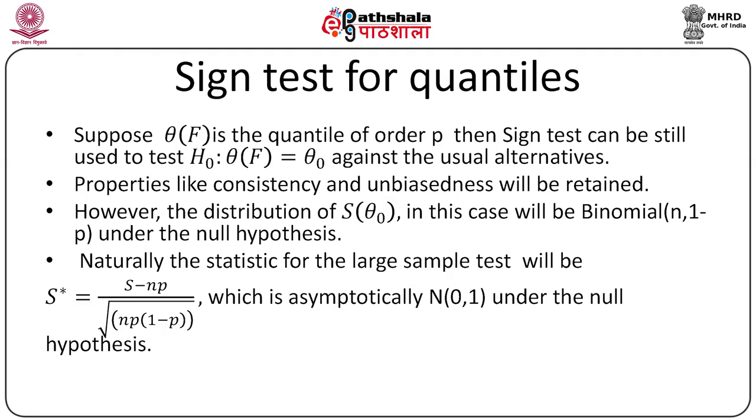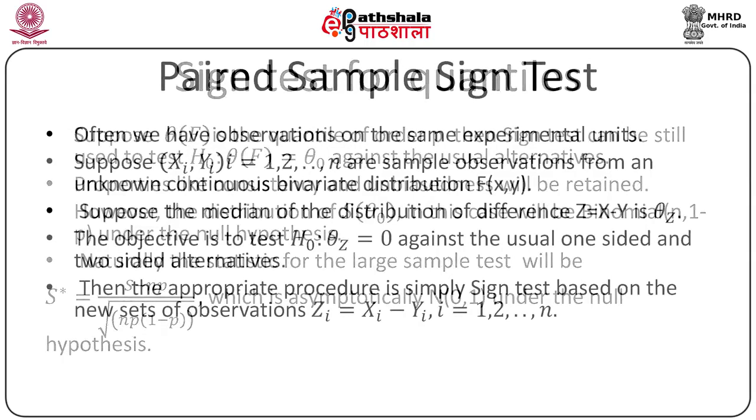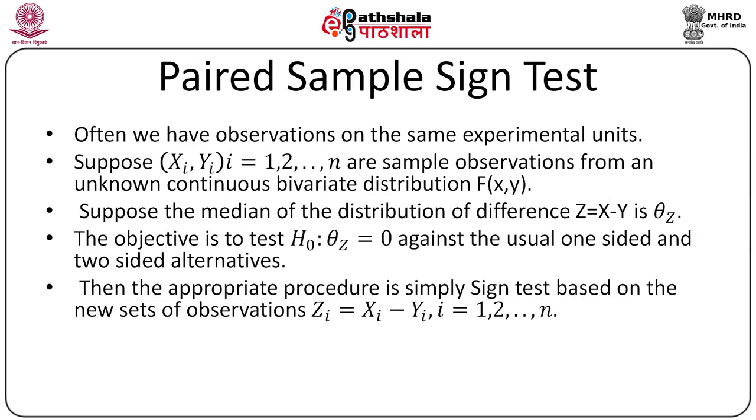However, the distribution of S theta naught in this case will be binomial with parameters n and 1 minus p under the null hypothesis. Naturally, the statistic for the large sample test will be S star equal to S minus np whole thing divided by square root of np into 1 minus p, which is asymptotically normal 0, 1 under the null hypothesis. Next, we consider sign test for paired data.